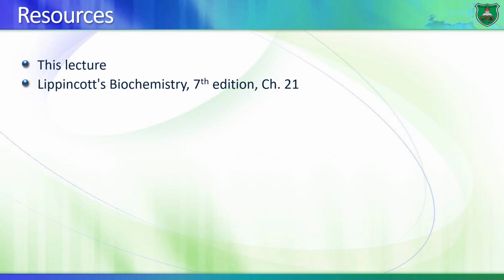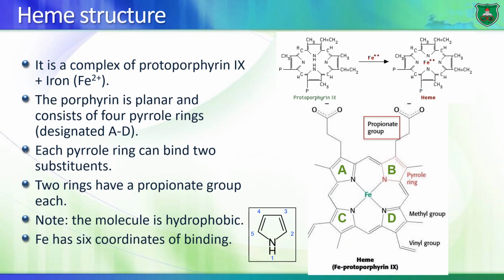So again, resources for this lecture: Lippincott's Illustrated Reviews Biochemistry, 7th edition, chapter 21, is really excellent, and you can refer to it. So let's go over the structure of heme first. We covered it in the first lecture, but it's not bad if we do it again.